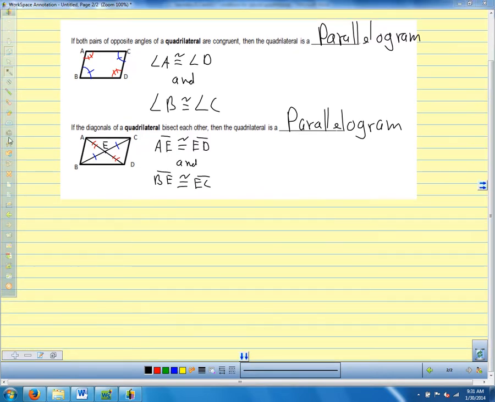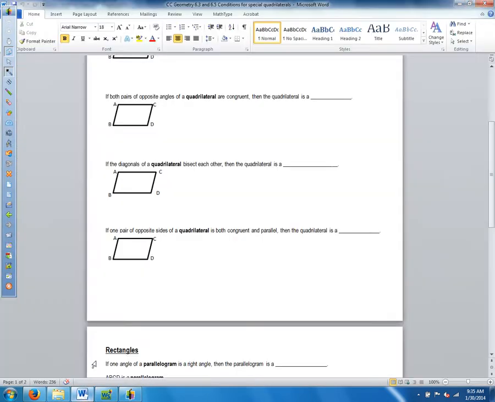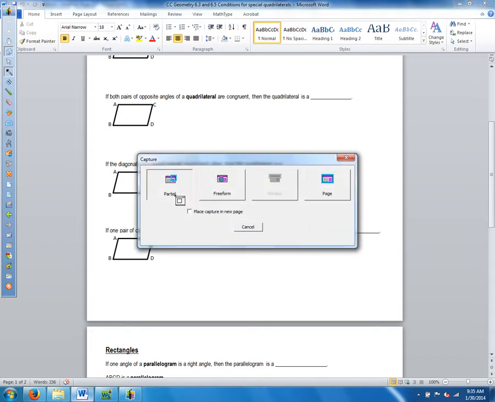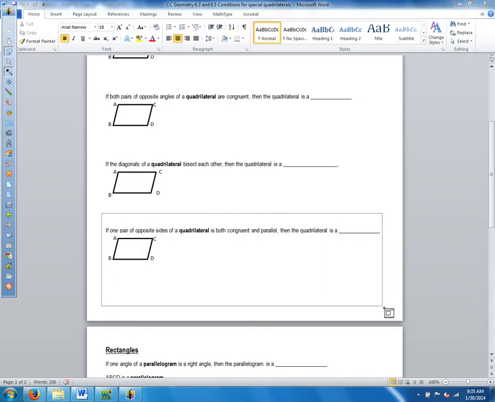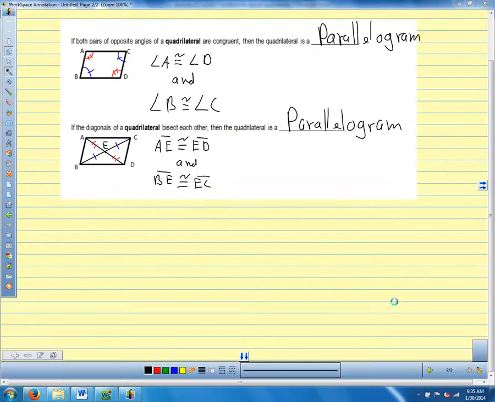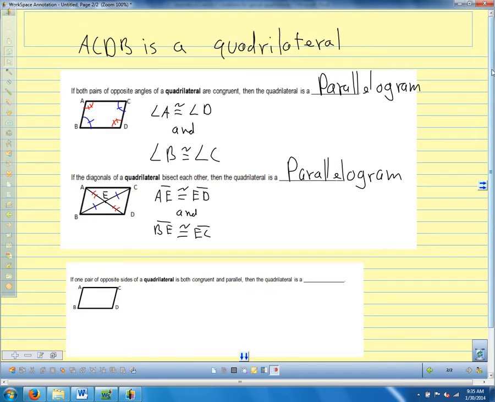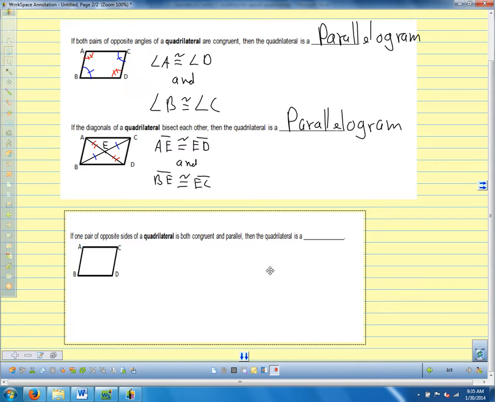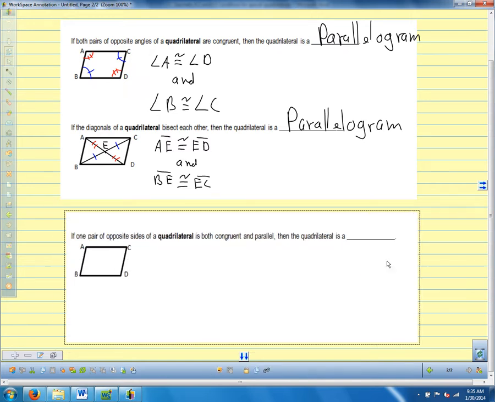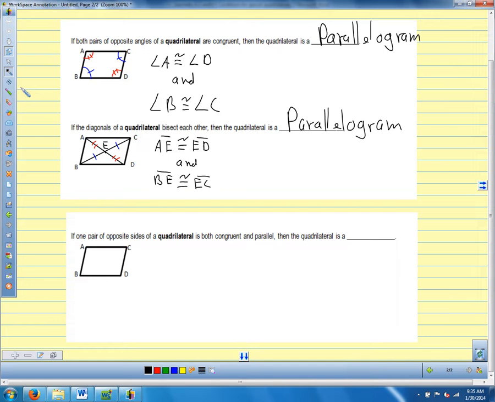All right, let me grab the last one we're going to talk about today. Our last theorem tells us, if one pair of opposite sides of a quadrilateral is both congruent and parallel, then the quadrilateral is a parallelogram.